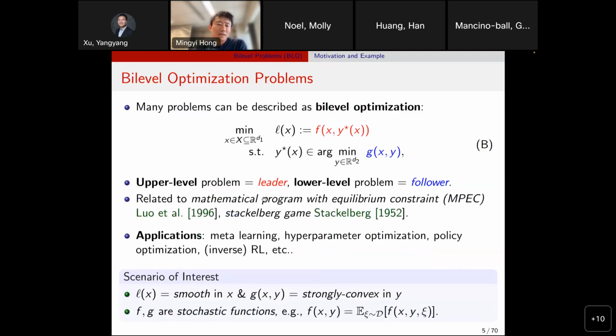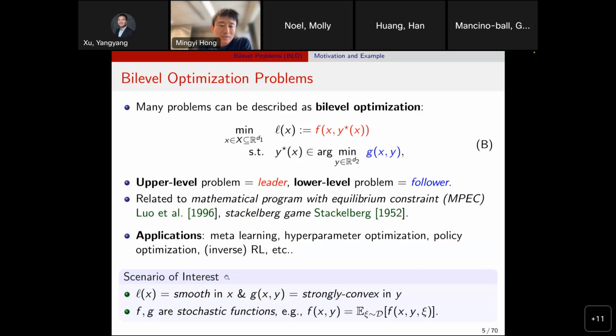Indeed, this kind of problem is called a Stackelberg game, at least it's closely related to the Stackelberg game in game theory, and it's related to Nash equilibrium. And in mathematical optimization, this is a class of problems related to MPEC, mathematical programs with equilibrium constraints. There are a lot of applications. I'm going to talk about a few of those in this talk. In the second part of the talk, I'm going to talk about an application in inverse RL.